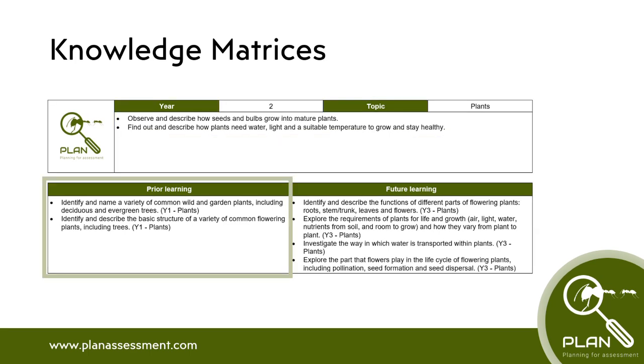At the beginning of a topic, you need to know what the children should have already been taught. The prior learning content in each knowledge matrix includes all the topic statements from previous years that link to the topic you are about to teach. This information should be used to plan initial activities to remind the children of that prior learning and help you spot any gaps in learning and misconceptions they may have.